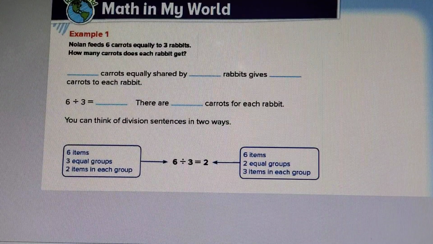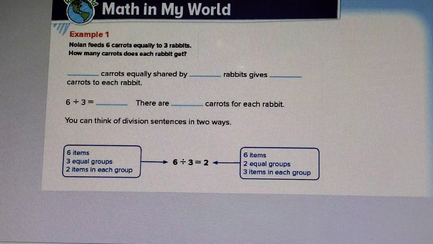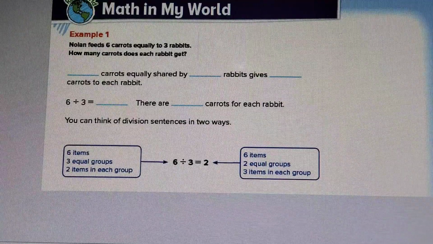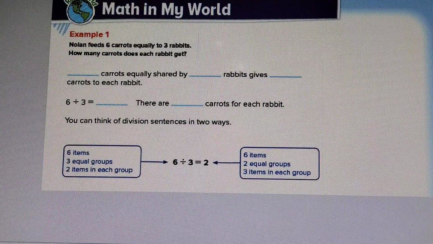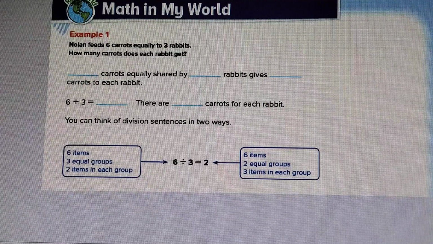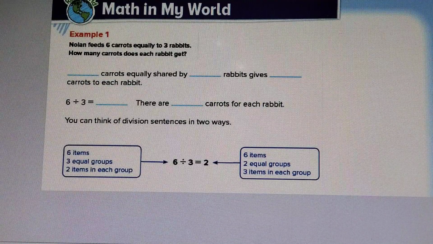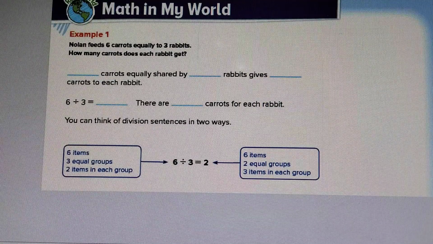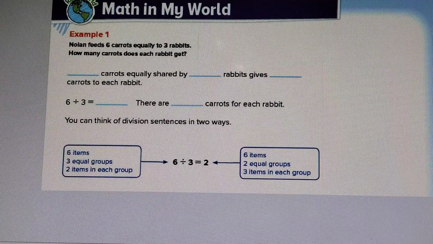Example 1, again. Nolan feeds 6 carrots equally to 3 rabbits. How many carrots does each rabbit get? 6 carrots equally shared by 3 rabbits gives 2 carrots to each rabbit. 6 divided by 3 equals 2. There are 2 carrots for each rabbit.